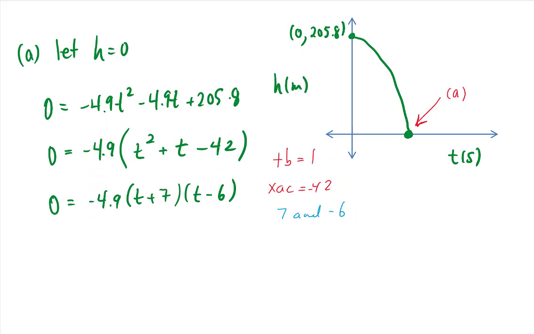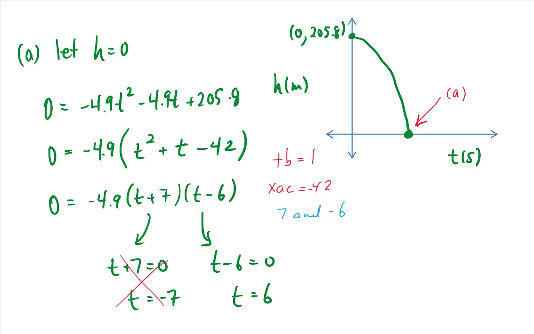Lastly, we can solve for the zeros, or the roots to this equation. So we get t plus 7 equals 0 and t minus 6 equals 0. The first time is at -7 seconds, and the second time is at 6 seconds. Hopefully you see that -7 seconds does not make sense for our diagram. We want the 0 in the positive x direction, so 6 seconds will be our answer. So therefore, the ball hits the ground at 6 seconds.